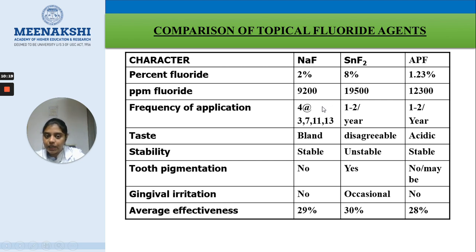So the frequency of application for sodium fluoride is 4 visits. For stannous fluoride it is biannual. For APF fluoride it is again biannual. The taste of sodium fluoride is bland, and for stannous fluoride it is disagreeable. We know it has a metallic taste, and it is acidic for APF. And when coming to tooth pigmentation, only stannous fluoride causes discoloration of the tooth.